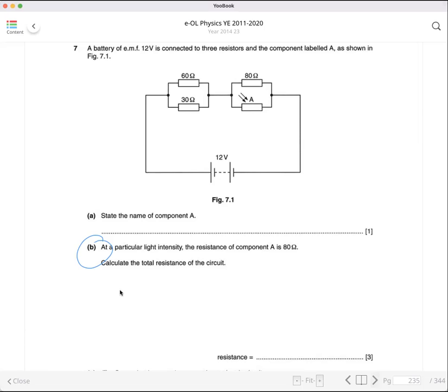Okay, well done. I will not go through the answer for this. Maybe I just show you all the formula. Series, you add them together, you will get the total. Parallel, you will need to add them like this, you will get the total. So you need to use these two formulas. Your final answer will be 60 ohm.